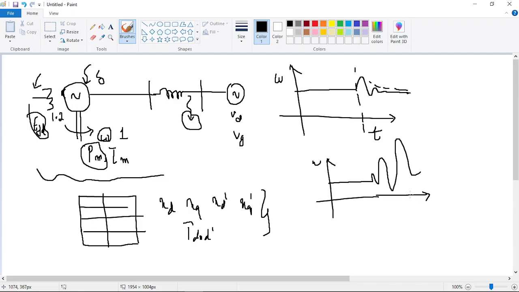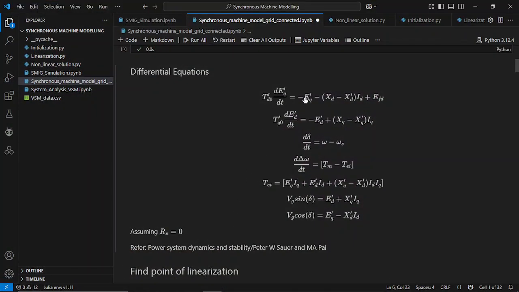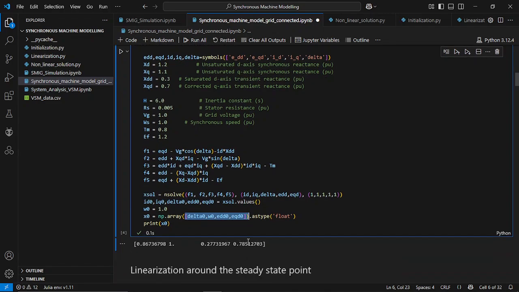You have to determine the initial condition for the solution of the system. For developing the initial conditions, you write the equations in algebraic form. You keep this 0, this is 0, this is 0, this is 0, and solve that algebraic equation and determine the initial values. That is finding the point of linearization. Here I have written the algebraic equation, solved it, and determined the initial values.